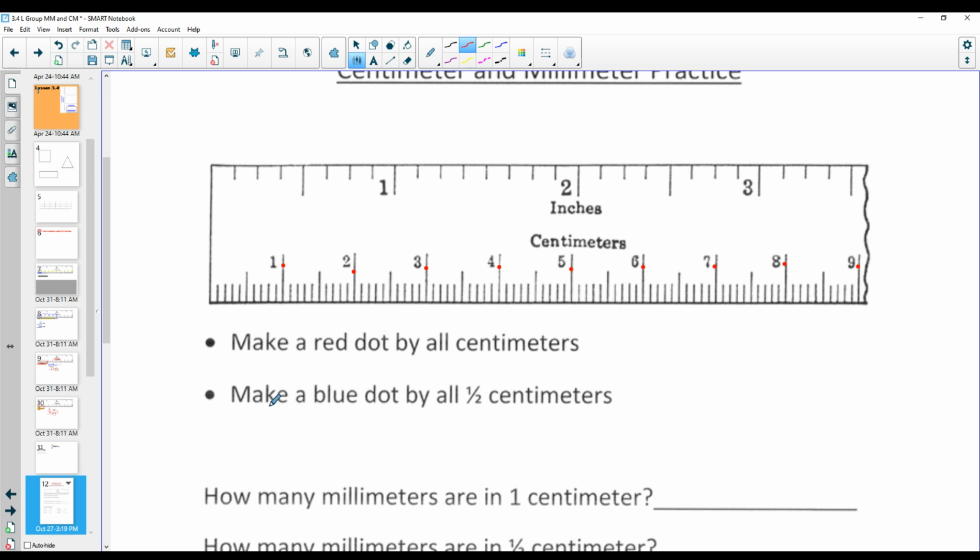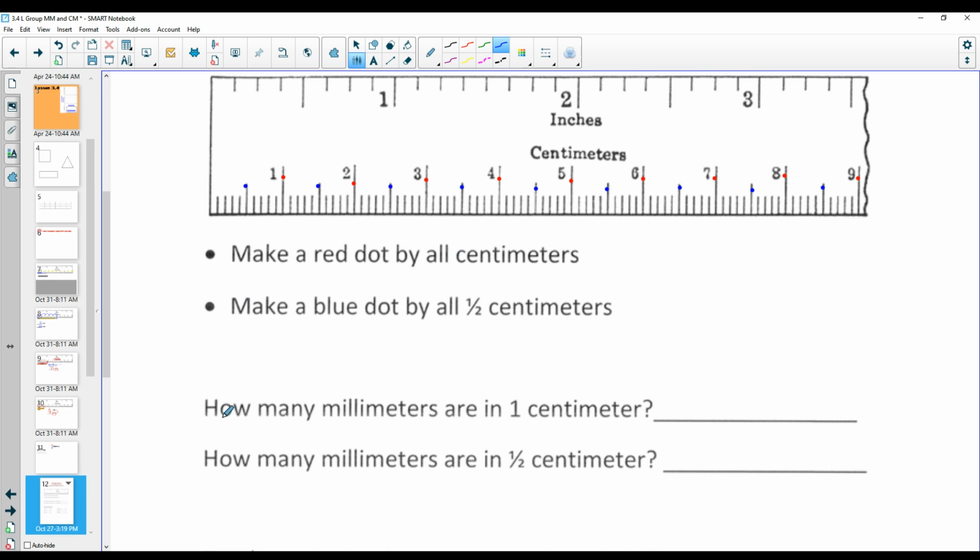All right. Now here it says make a dot by all the half centimeters. Remember, half is the middle. These ones are the longer ones. Yes, those are half. Two halves make one whole. All right. How many millimeters in 1 centimeter? Remember, count. 1, 2, 3, 4. How many was that? 10. And how many in half? 1, 2, 3, 4, 5. Because 5 is half of 10.